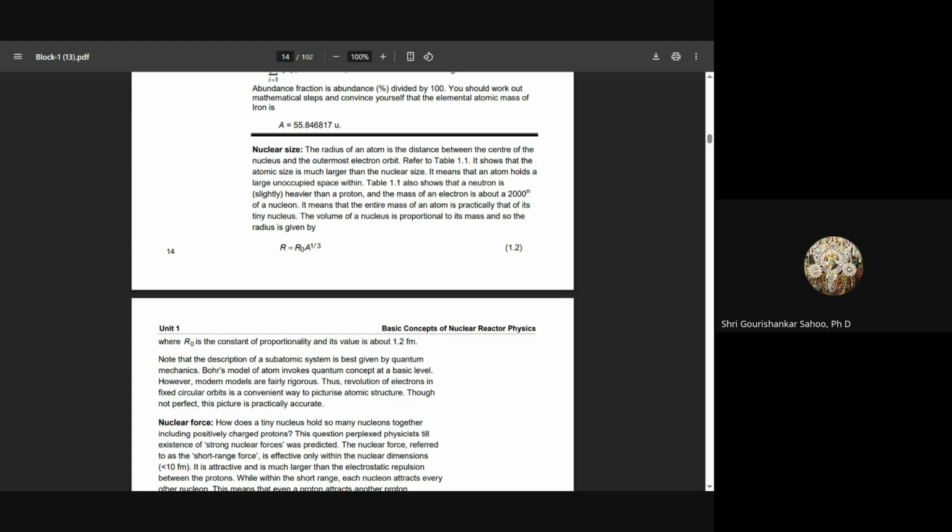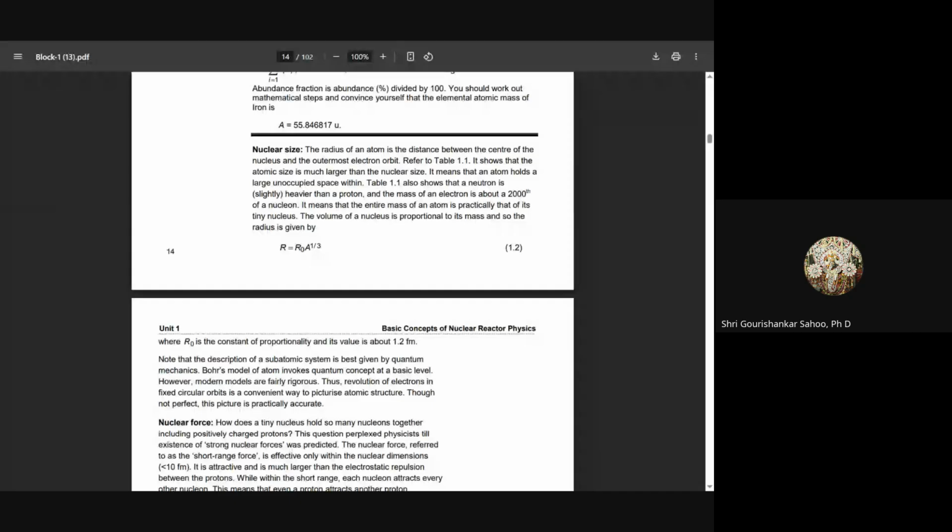10 to the power 5 means 1 lakh times. So if the nuclear radius is 1 centimeter, then the atomic radius will be 1 lakh centimeter. So you see, in an atom there is a huge void or unoccupied space. The nucleus occupies only a region having 2 centimeter diameter, and the electron is around 1 lakh centimeter radius away from the center of the nucleus. So there is a huge unoccupied space within the atom.